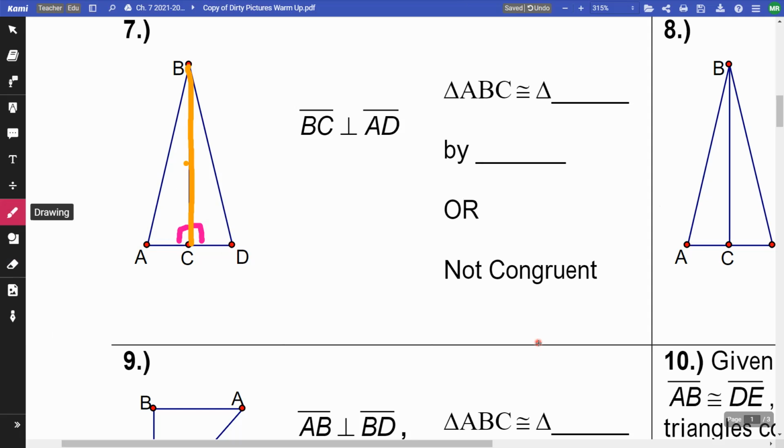So I have a side and an angle, but I don't have enough information. I don't know anything at all about this. I can't just look and go, hey, they look like they're the same. I can't say that. I also don't know these angles. I don't know it split this angle in half. It didn't say it. These lines might look the same, but I don't know that they are. So this one is not necessarily congruent. I don't have enough information.